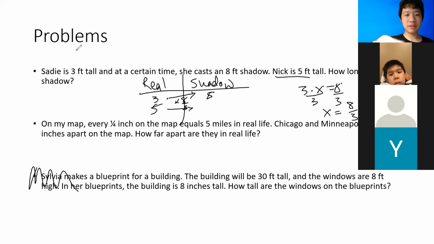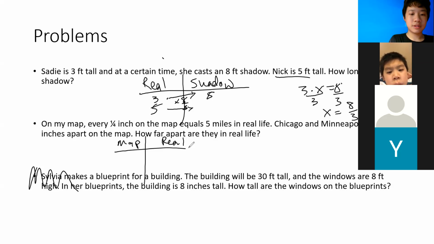So now for the next one, really similar. So on a map, every 1/4 inch on the map equals 5 miles in real life. Chicago and Minneapolis are 13 inches apart on the map. How far are they apart in real life? Well, let's make a table again. Map and real life. So on the map, 1/4 inch is 5 miles. So now we're given 13 inches. How far are they apart in real life?